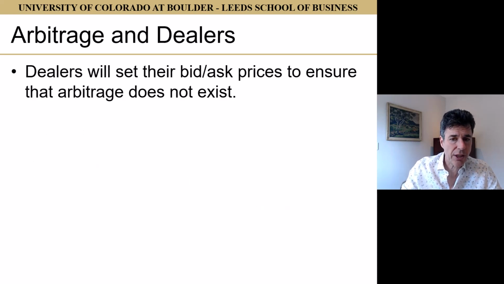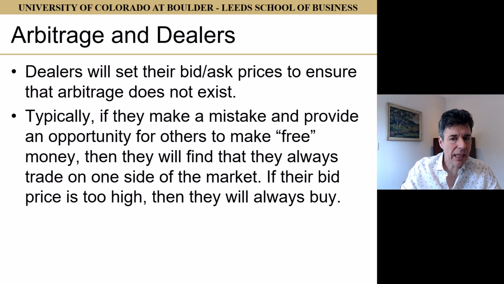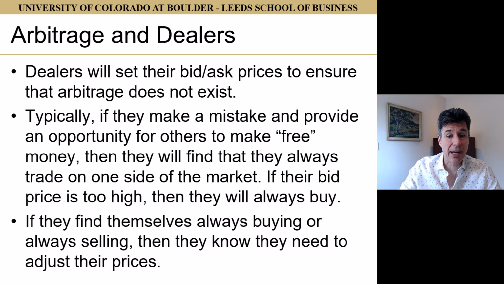Dealers will set their bid-ask prices, set their market, to ensure that arbitrage does not exist. If they make a mistake and provide an opportunity for others to make free money, to capture arbitrage, then they will always trade on one side of the market. We're going to assume the market's smart enough to be able to find these opportunities. If their bid price is too high, they always buy. If their ask price is too low, they always sell. If they find themselves always buying or always selling, then they know they need to adjust their prices.